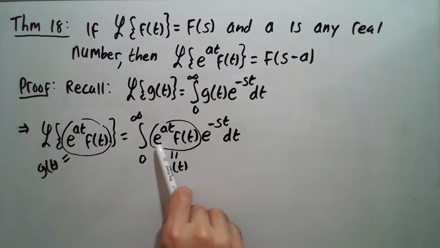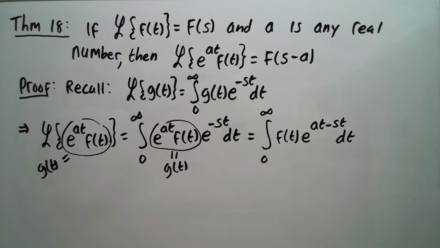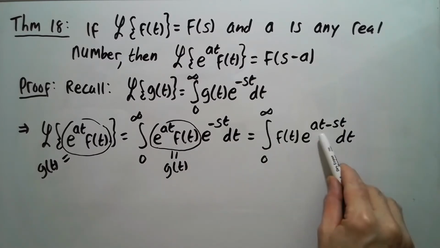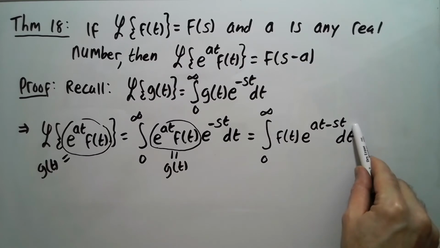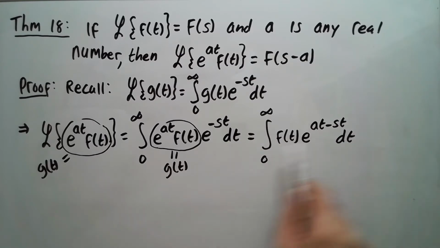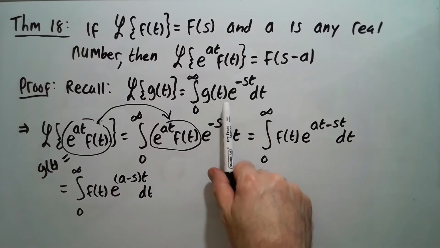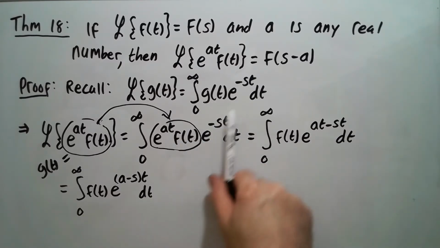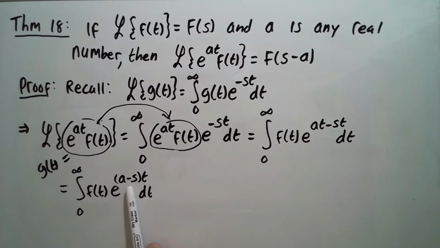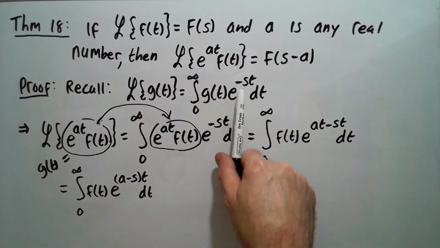Now we can combine the e terms, so let me do that over here. So I combine the e terms, so it'll be e to the at minus st. I'm going to factor out the t here, so factoring out a t gives us this. And if we compare this to the Laplace transform definition, it looks very similar, except we have an a minus s instead of a minus s.